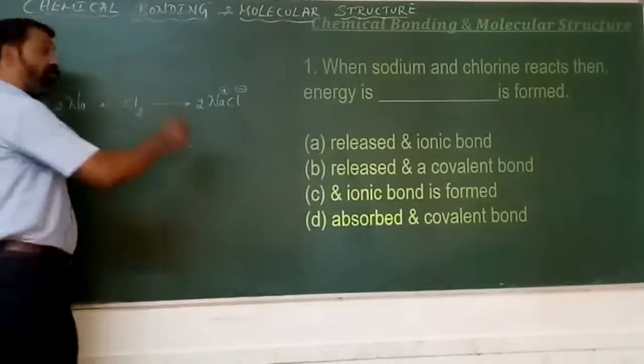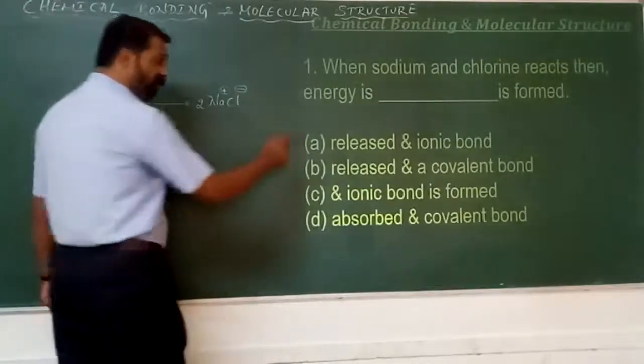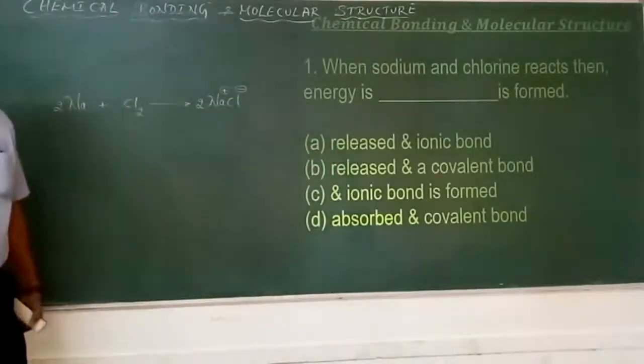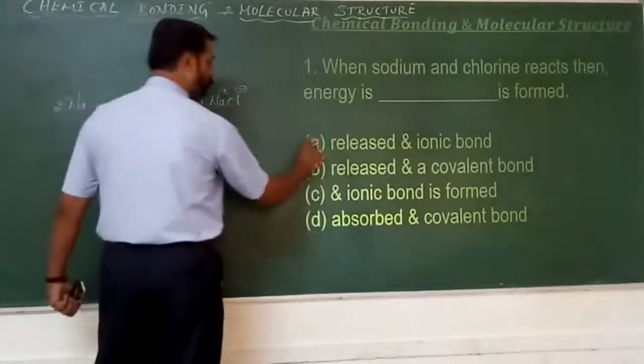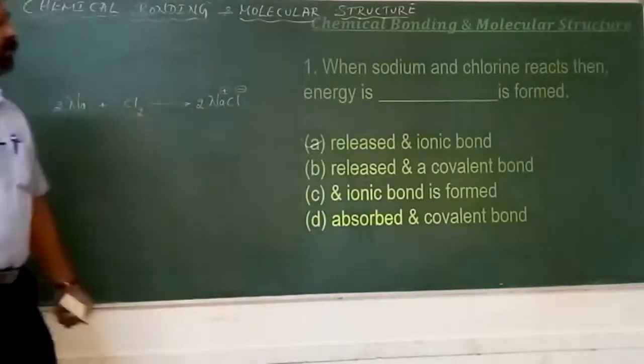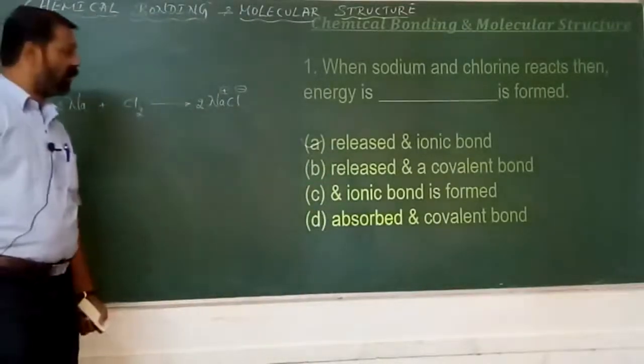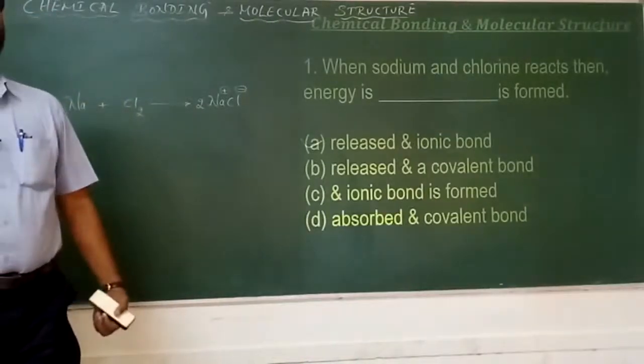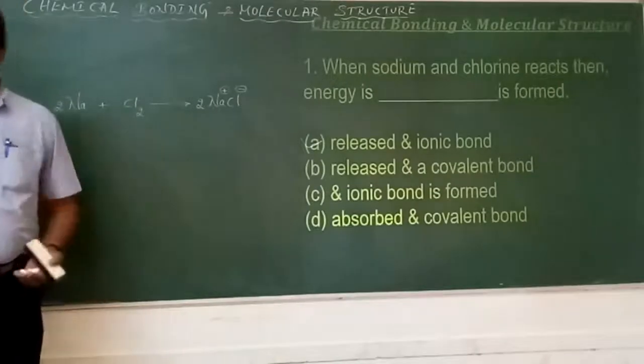As we say, bond making, first there is a release of energy and then there is a formation of which bond here? It is the ionic bond. Hence the option we have to choose for this one is: when sodium and chlorine react, energy is first released and then the ionic bond is formed. Okay, next.